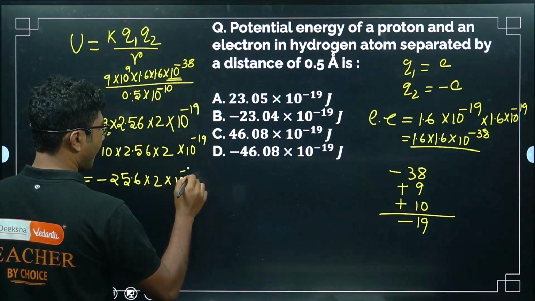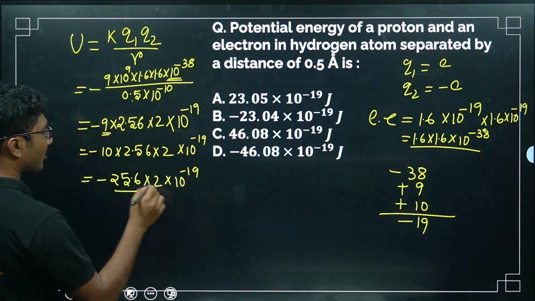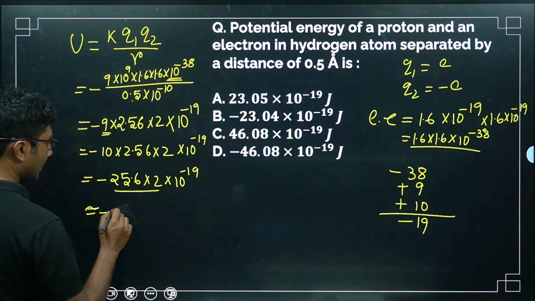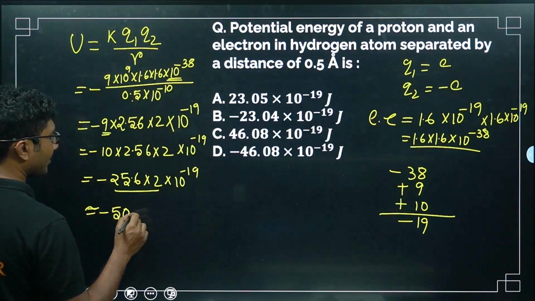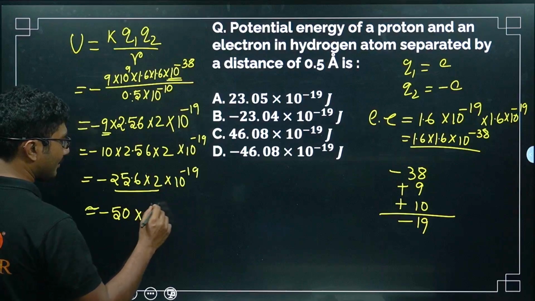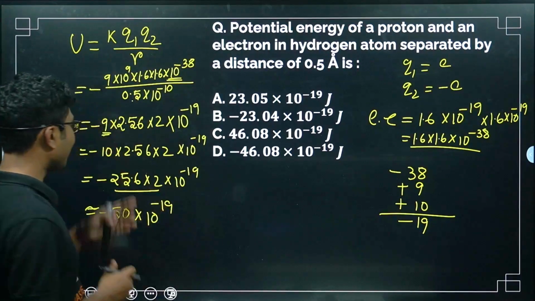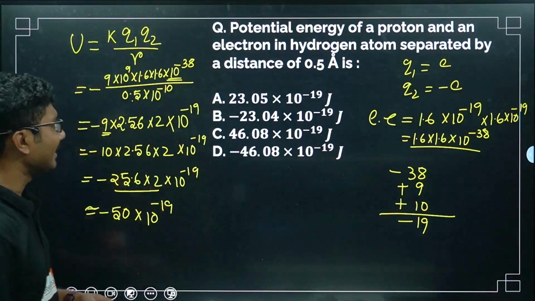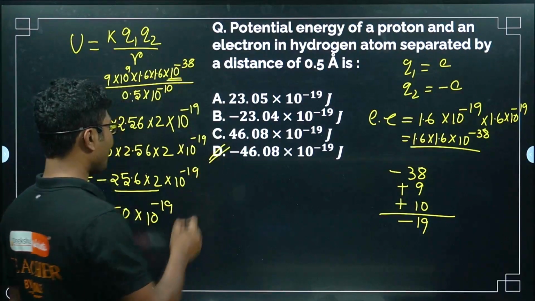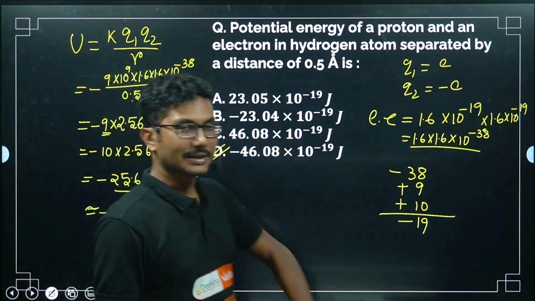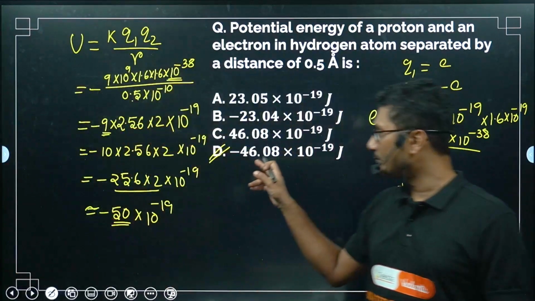So 25.6 times 2 is 50 point something. So it will be approximately 50. Even though it is not exactly 50, it is our approximated value, right? Because we have assumed this 9 to be 10. So whatever we have calculated will be slightly less than that. So the only given option is option D, where it is very close to 50, as well as 10 to the power minus 19. Both of our criteria are fulfilled for this.